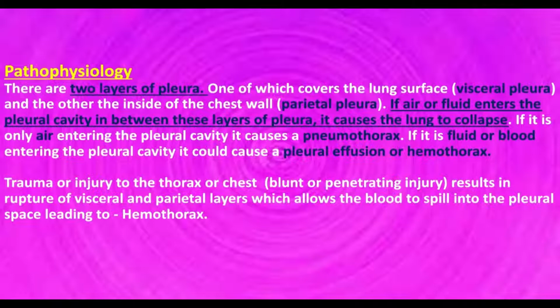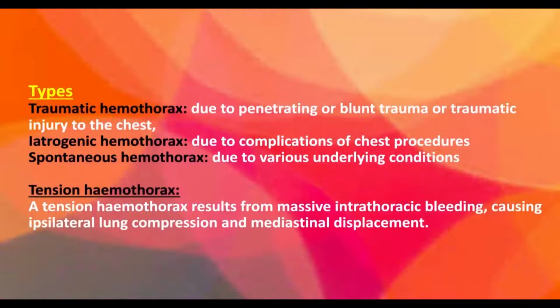Pathophysiology. There are two layers of pleura, one of which covers the lung surface and the other the inside of the chest wall. If air or fluid enters the pleural cavity in between these layers of pleura, it causes the lung to collapse. If it is only air entering the pleural cavity, it causes a pneumothorax. If it is fluid or blood entering the pleural cavity, it could cause a pleural effusion or hemothorax. Trauma or injury to the chest results in rupture of visceral and parietal layers, which allows the blood to spill into the pleural space, leading to hemothorax.